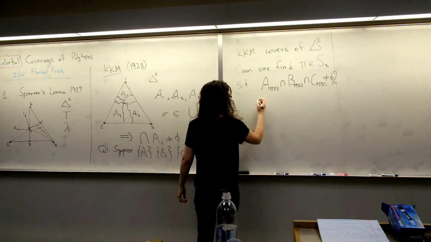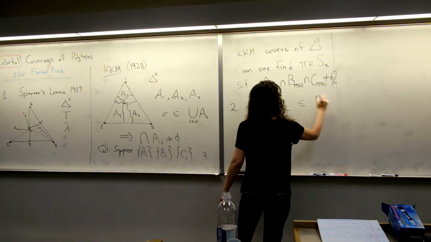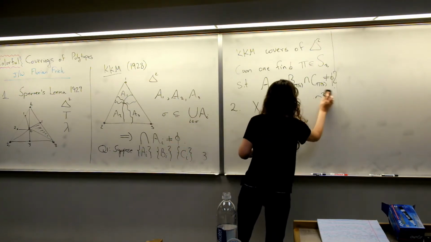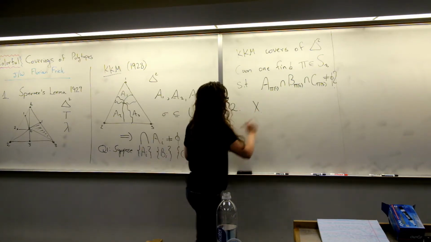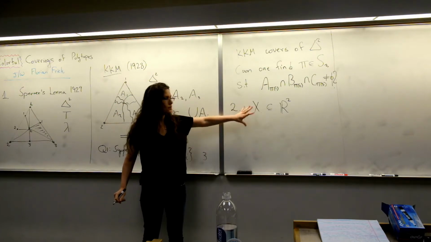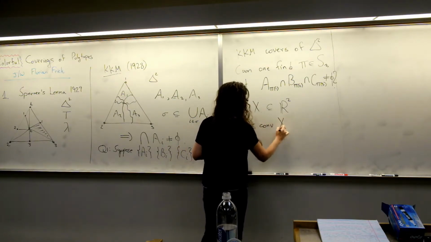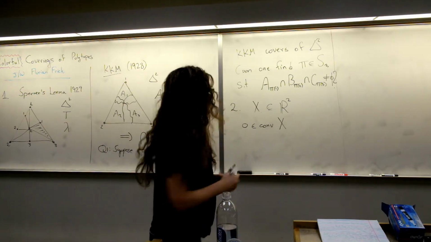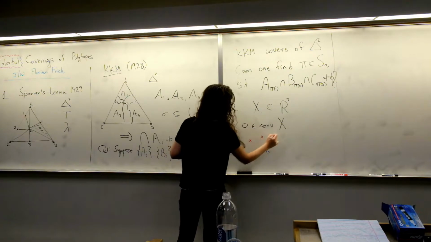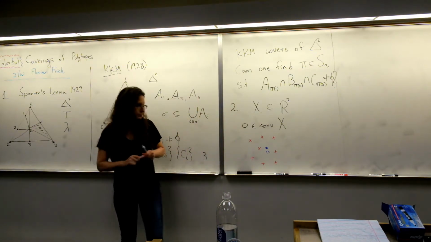So suppose we have 3 finite sets of points in R2, in the plane. And we have the property that, or let us start with the non-colorful version. So suppose we have just one finite set of points in the plane. And we have the property that the point 0 is in the convex hull of our set X. Okay, so we have our point 0 here, and we have some finite number of points that hold 0 in their convex hull.